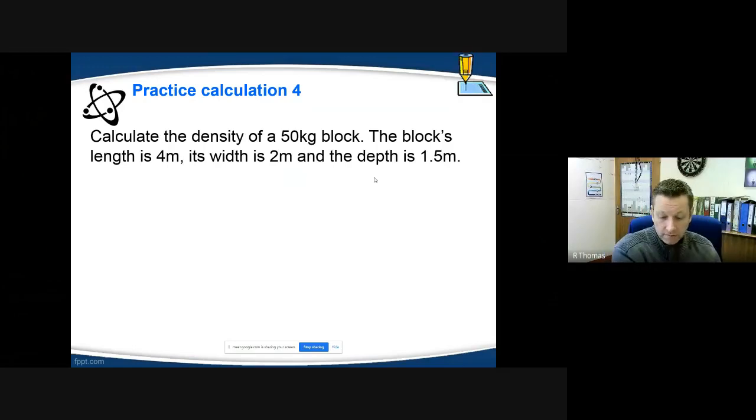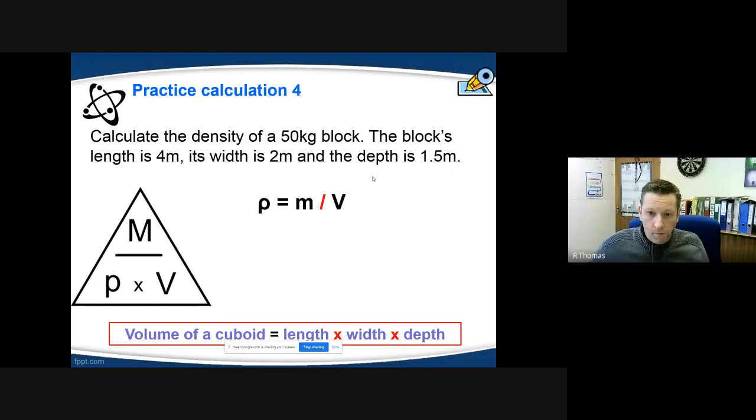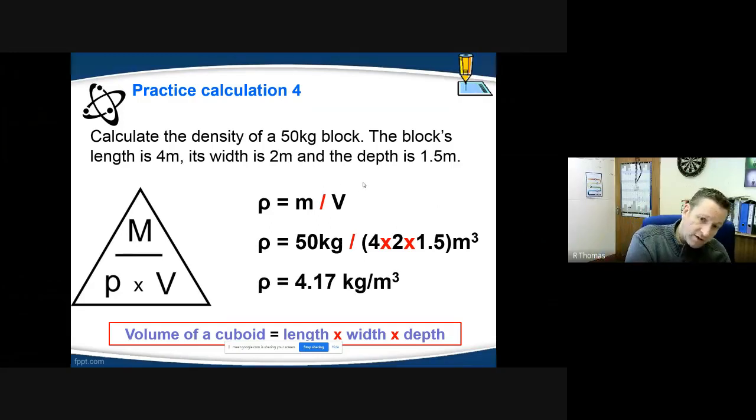Okay, so giving you a couple of seconds there to work out the volume, length times width times depth. I'm sure you've done it by now. And then once we've got that, which I believe is 12, the volume, the density is mass divided by volume. All the units are correct. We've got a mass in kilograms, a volume in cubic meters. I'm going to do 50 divided by 12, and it's 4.17 kilograms per meters cubed. And that's the type of question you're going to get on a test.